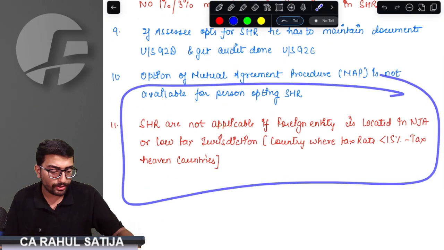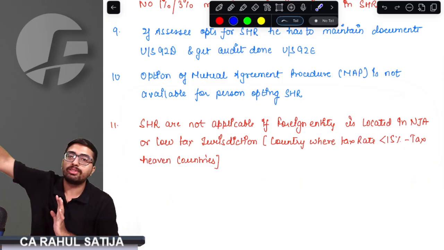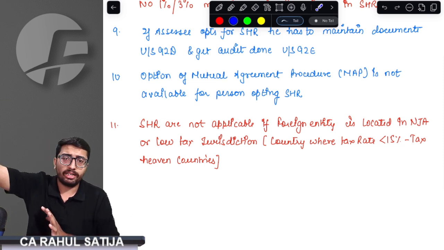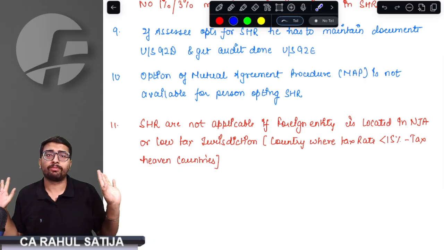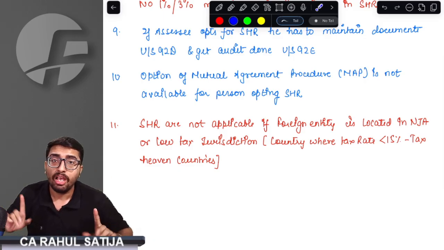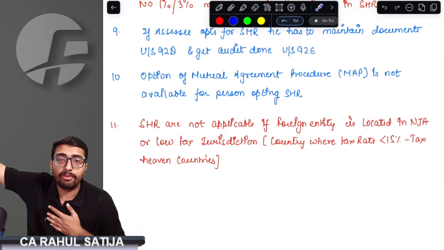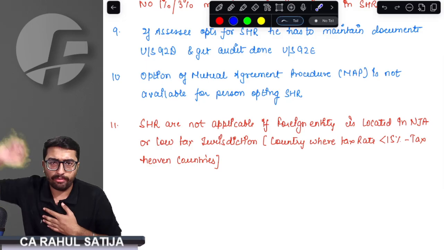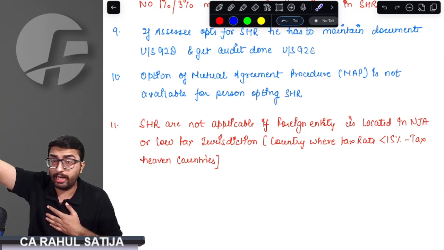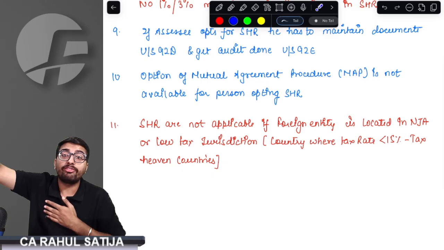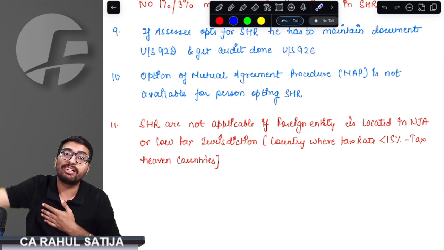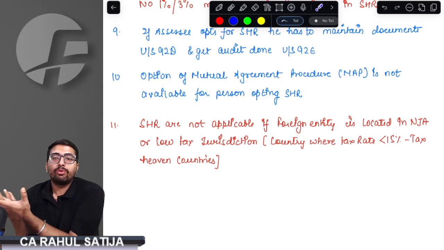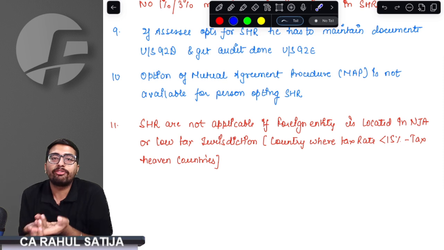Remember, sir, the best part of this provision is if you have any associate in an entity which is either in a notified jurisdictional area or in a low tax paying country, in that case, safe harbor rules are not allowed. Let me explain. For example, if Rahul is located in India and some other person is located in Cyprus, or for example, Bermuda is a notified jurisdictional area, and for the time being, Bermuda is a notified jurisdictional area. I cannot opt for safe harbor rules if I am charging fees from somebody who is located in Bermuda.